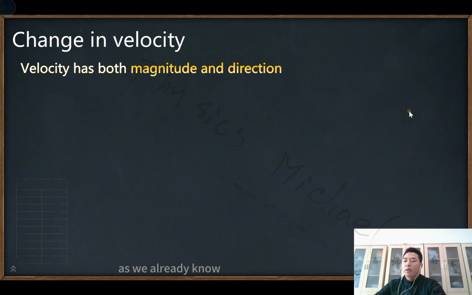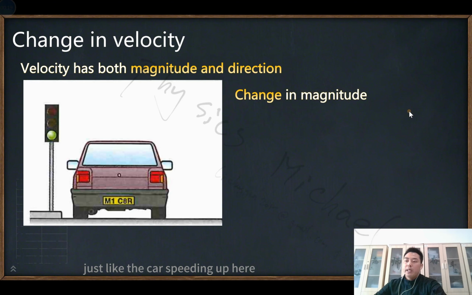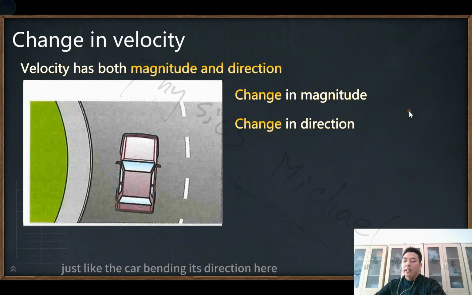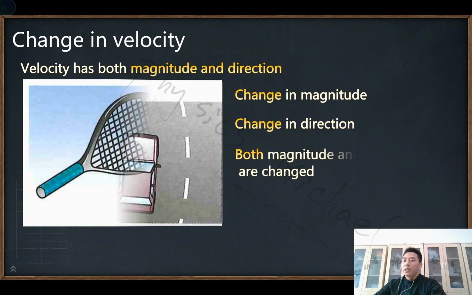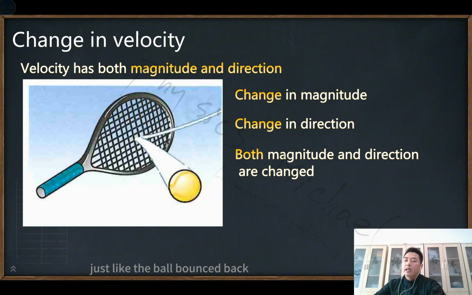As we already know, velocity is a vector which has both magnitude and direction. So changing velocity happens if the magnitude changes, just like the car speeding up here. Or if the direction changes, just like the car bending its direction here. Or if the magnitude and direction both change, just like the ball bouncing back from a racket and moving with a lower speed in the opposite direction.